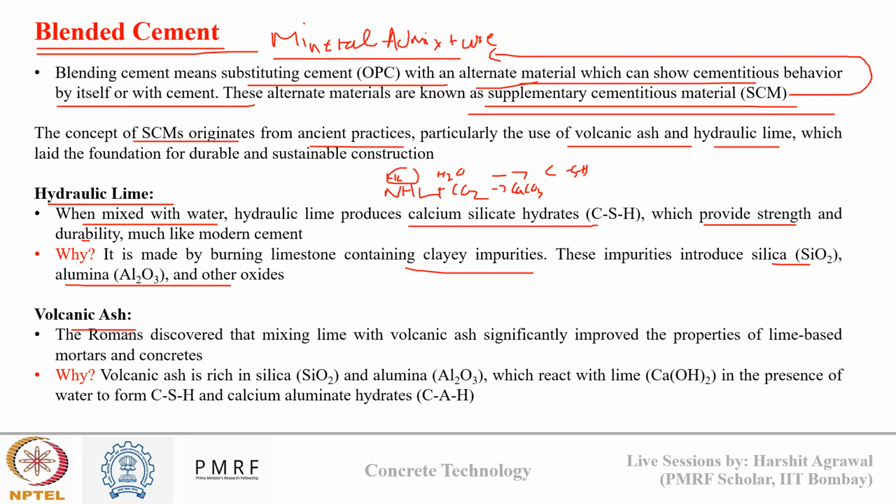Similarly, volcanic ash. Romans discovered that when lime is mixed with volcanic ash, since volcanic ash is rich in silica and alumina, it reacts with lime to form calcium silicate hydrates and calcium aluminate hydrates, which again show strength development over time. So these two were ancient practices of supplementary cementitious materials which paved the way for modern cementitious material.